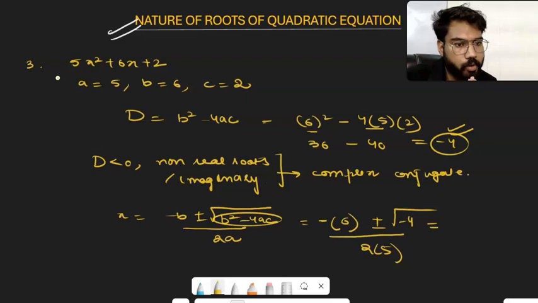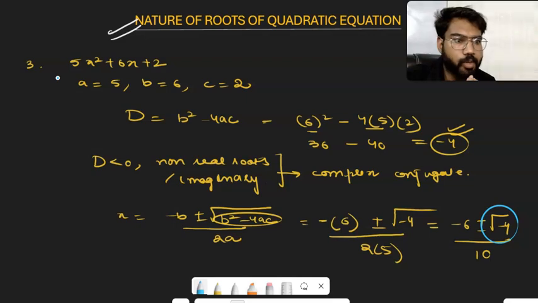So this comes out to be minus 6 plus minus under root minus 4 by 10. Clearly we can see that under root minus 4 is not a real number, it is a complex number, and we can never plot this number on the real axis. So this is case number 3, where the discriminant value is less than 0, and the roots are non-real or imaginary. Thank you students.